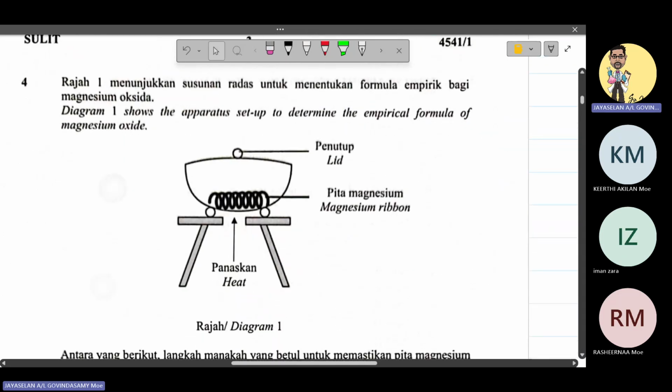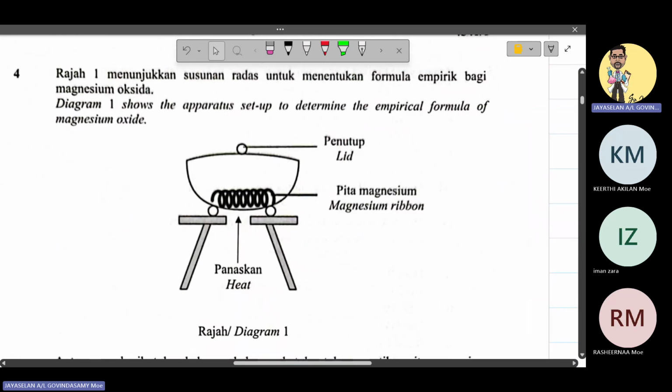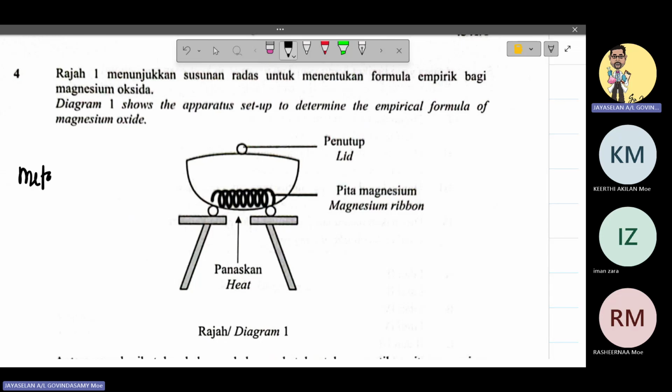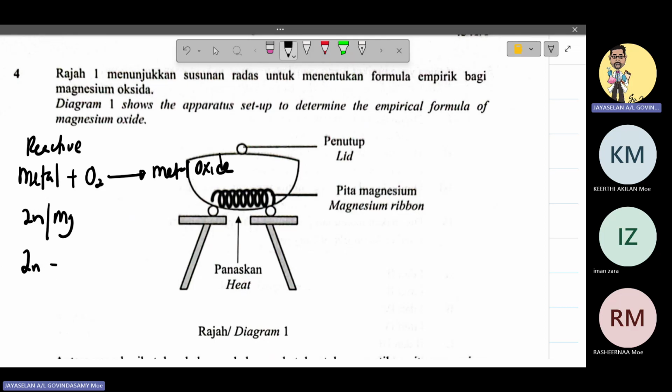Okay, this question: to determine the empirical formula by the crucible method. We will take a metal and react it with oxygen. You will get metal oxide. And in this experiment, you need a reactive metal. What are the metals you can take? Zinc or magnesium. If you take zinc and react it with oxygen, you will get zinc oxide.